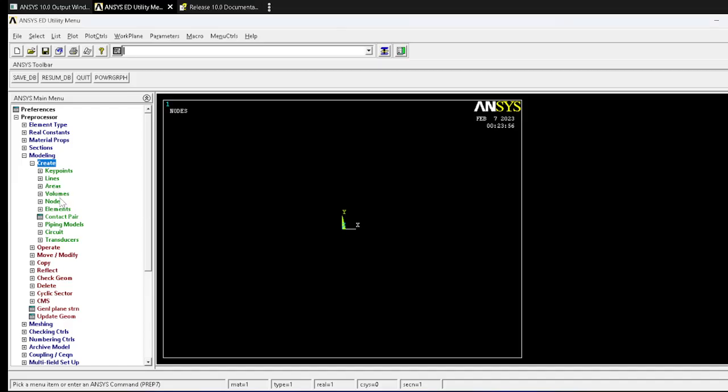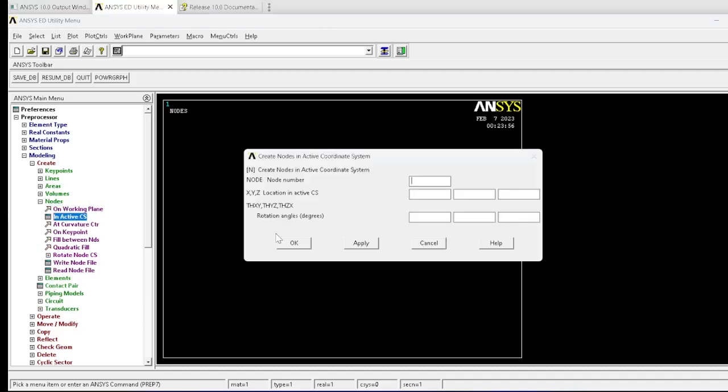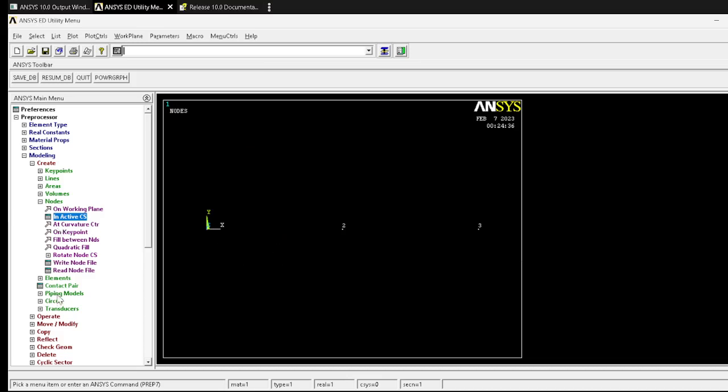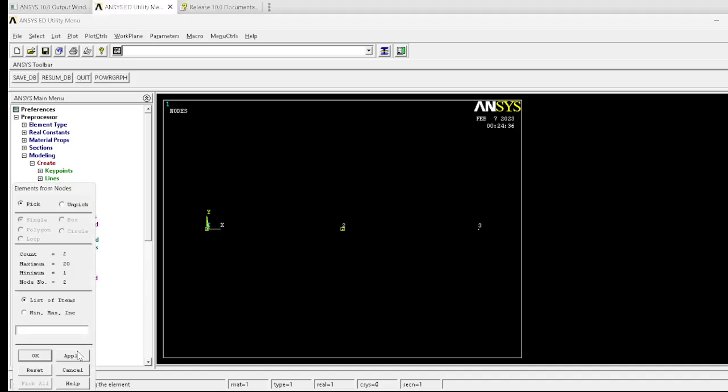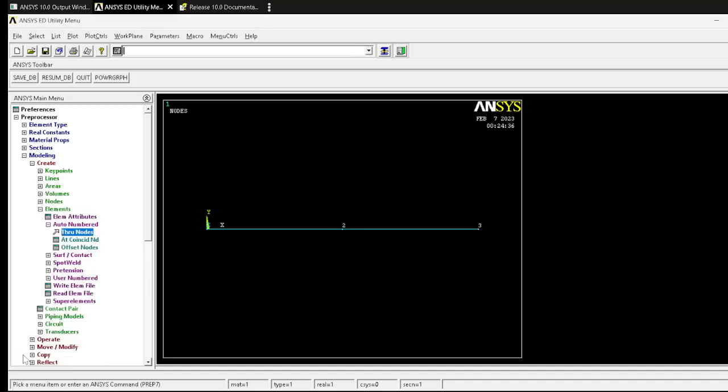So let me give the same coordinate system here. 1 is 0 0, apply. 2 is 2, apply, and 3 is 4. Press OK. Now we need to give element auto number through nodes 1 to 2, press apply, then 2 to 3, press OK. So we complete the modeling part.